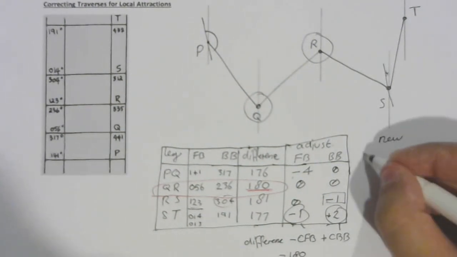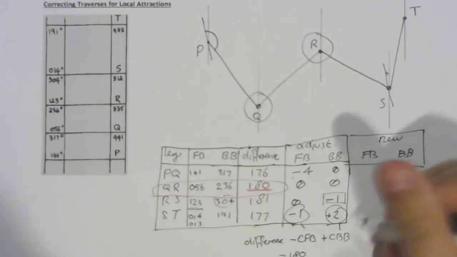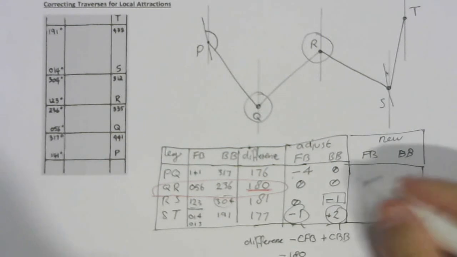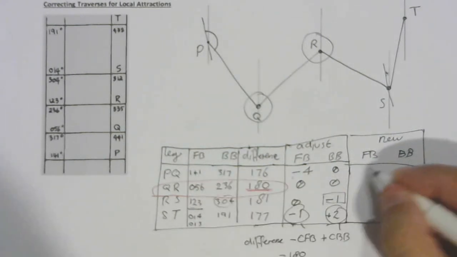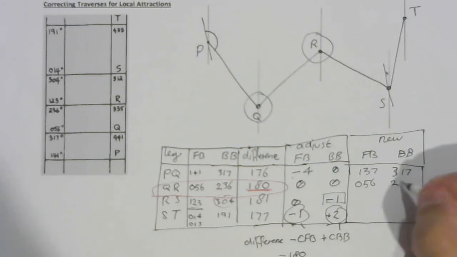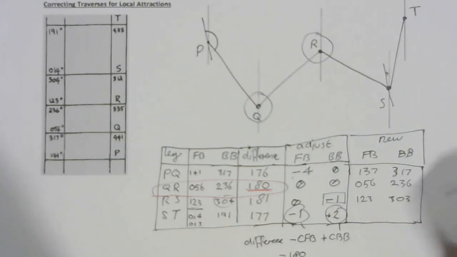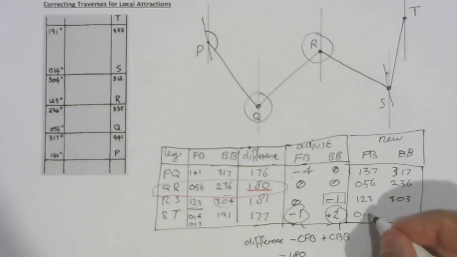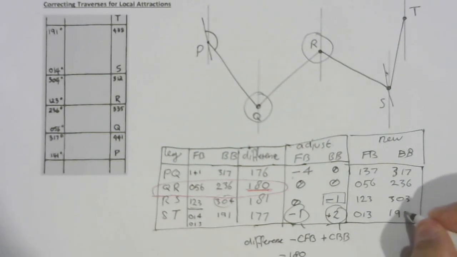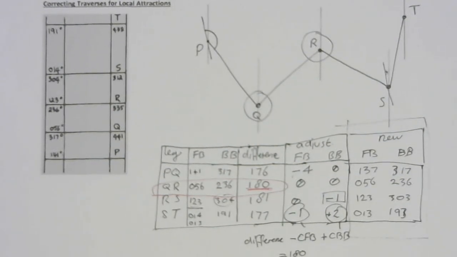And we always show the corrected versions, the ones that we would then give to, say, our boss, or ones that we would give on our exam. So 141 minus 4 is 137. 317. We didn't have to fix these ones up at all. 123 was good. We just had to take 1 from 304. We had to take 1 from 14, and we had to add 2 to 191. So these are our answers, and that is how we correct for local attractions.